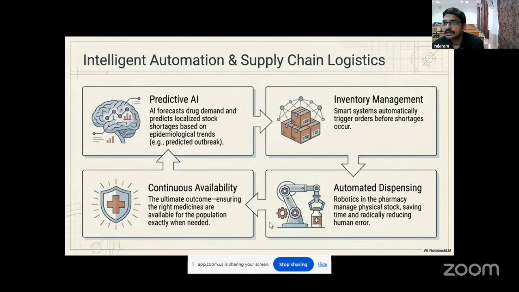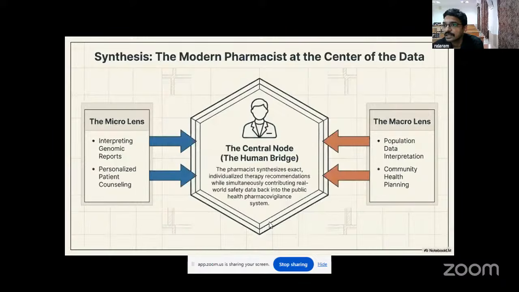So apart from intelligent automation and supply chain logistics, what are the different things that are generally made aware to the students? One is predictive AI, for forecasts. Next is inventory management. Apart from just automated supply chains, we are including AI to forecast any problems then and there rather than after completion. Next, continuous availability. This will be the ultimate outcome, ensuring the right medicines are available for the population exactly when needed. And automated dispensing. Robotic dispensing is already in the market in some countries like Germany and the US, and can be introduced now.